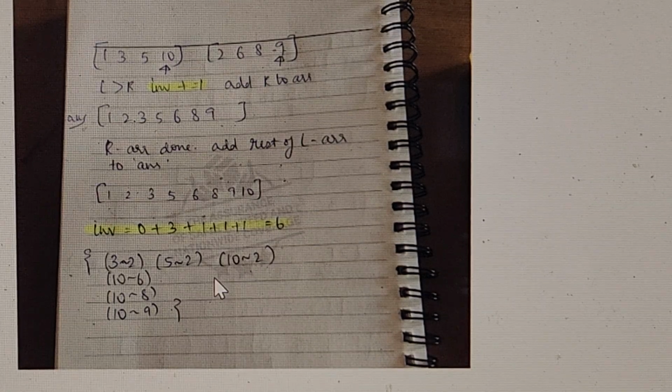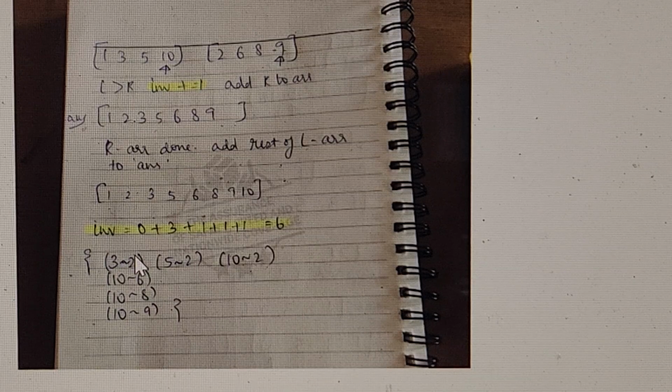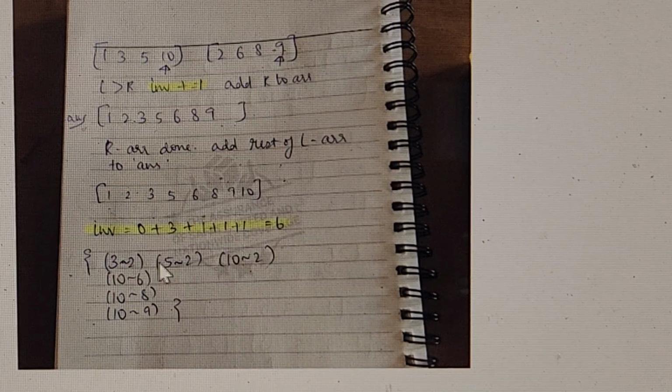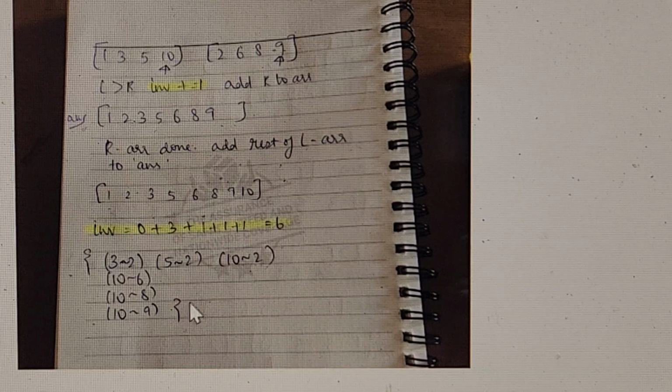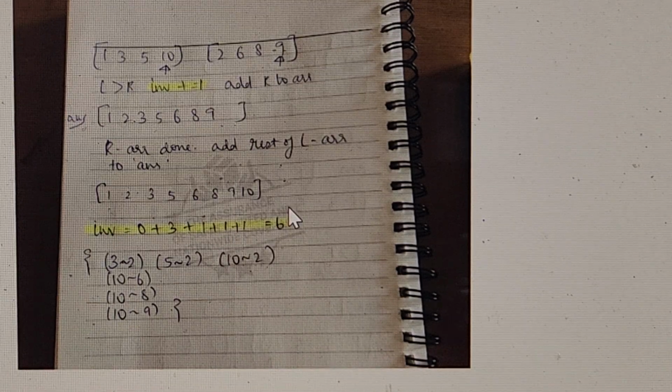And if you take a pen and paper and trace the number of inversions manually, you will see that these are the inversions: 3, 2, 5, 2, 10, 2, 10, 6, 10, 8, 10, 9. So there are 6 inversions and the number of inversions we got is 6. So this is how we calculate the number of inversions using divide and conquer.